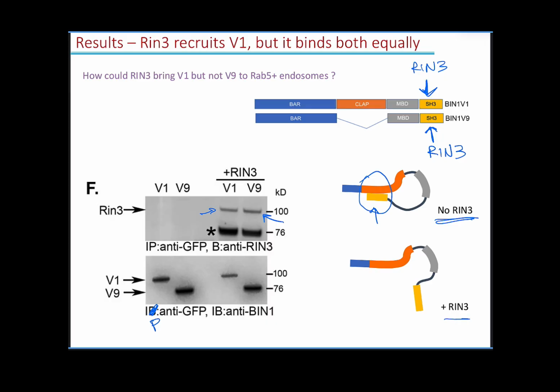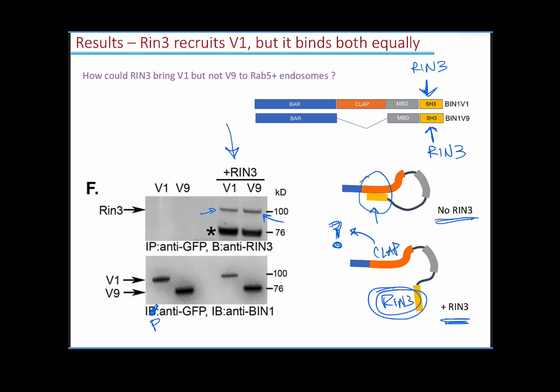But when they add a whole bunch of Rin3, which they did here, now Rin3 binds to the SH3, steals it away from CLAP, and what happens now? CLAP is free to go bind to whatever else it can. And what they're proposing is that these interactions between CLAP and other things is ultimately what's bringing BIN1 to the endosomes.